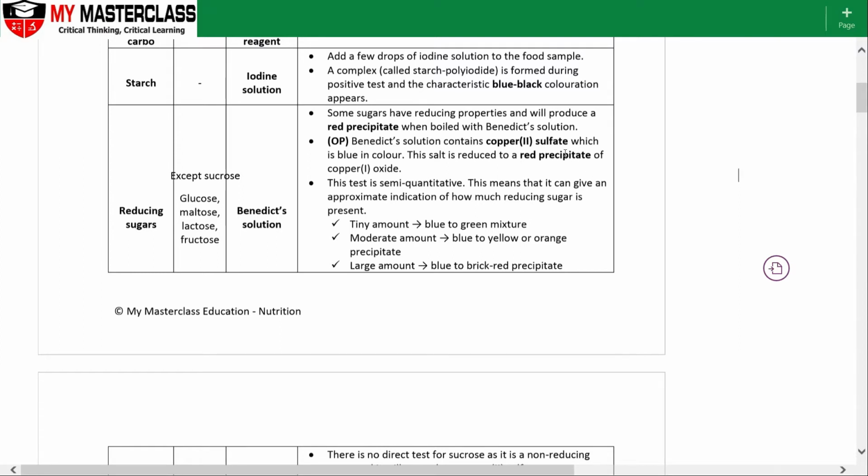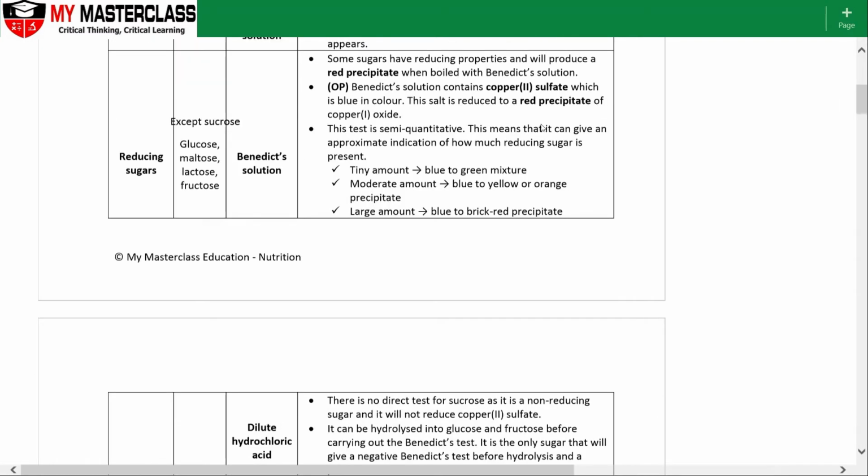Now, for this test, you can't really see exactly how much is present, but you can roughly tell how much of the sugars are present, which is why it is called the semi-quantitative test. So with all these different colors, in large quantities, a brick red precipitate is produced.